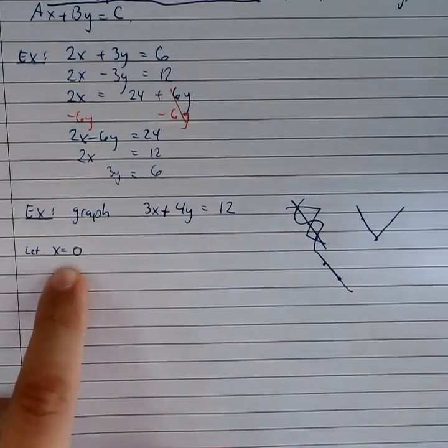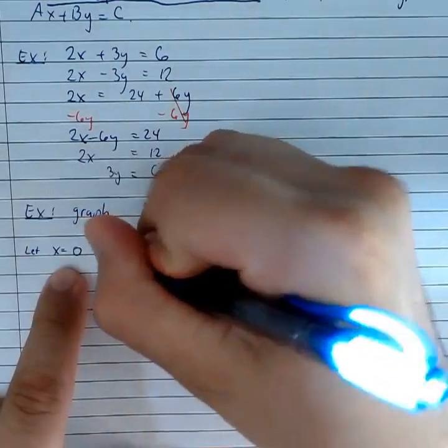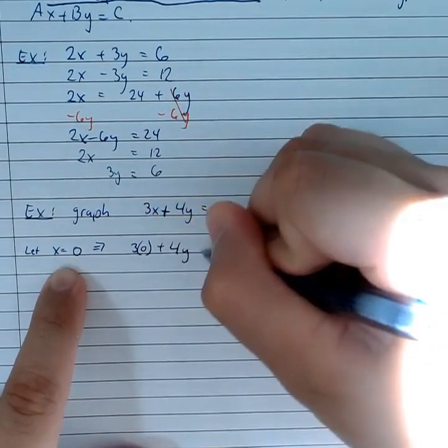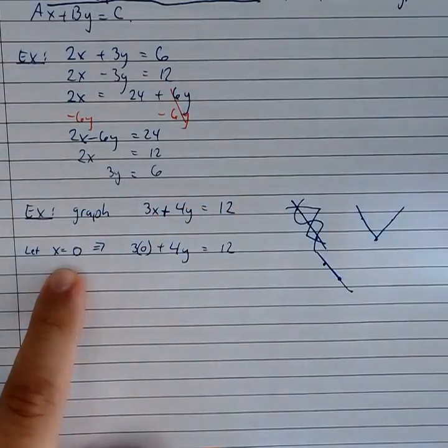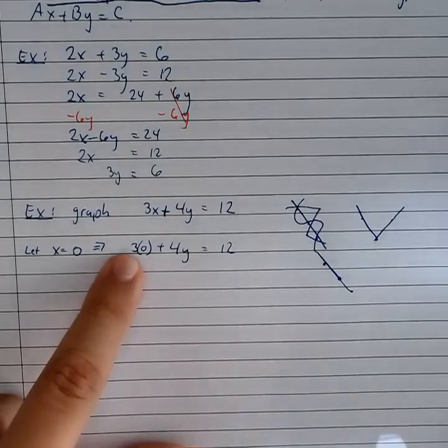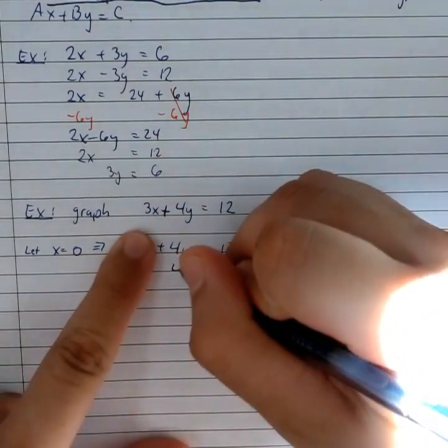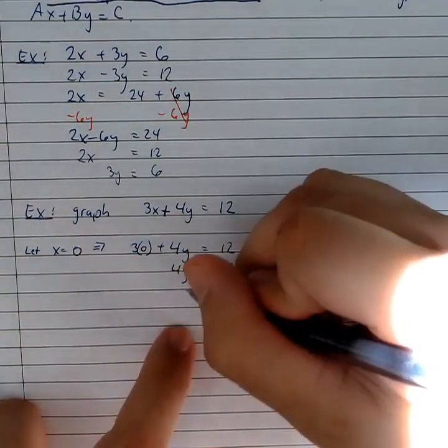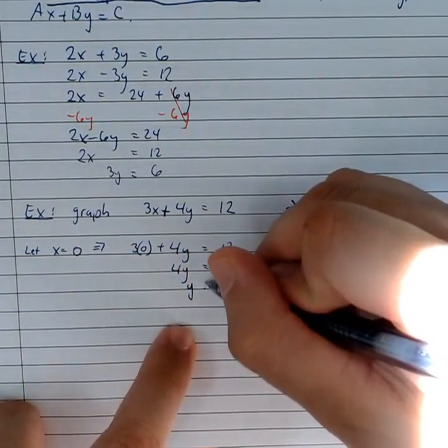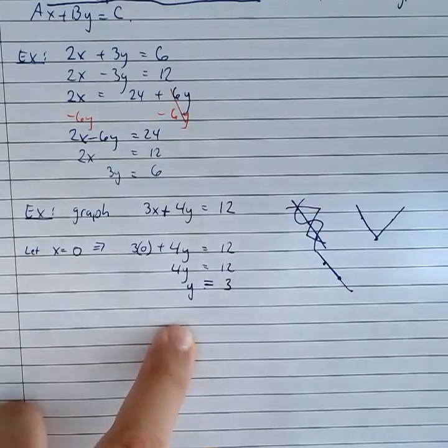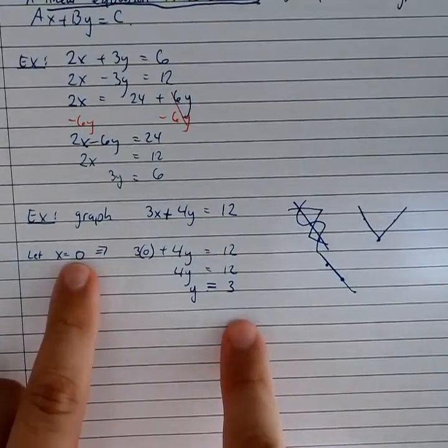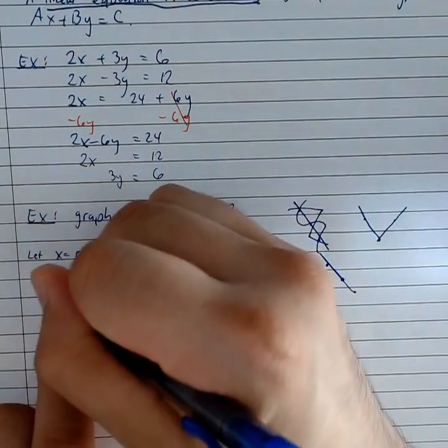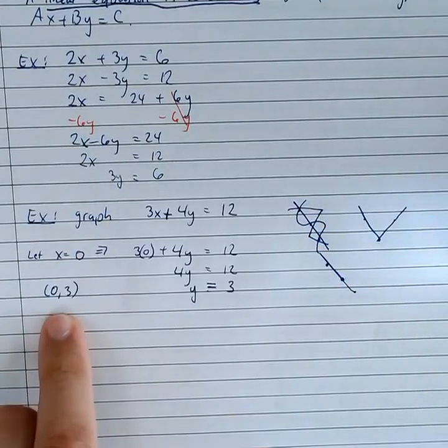So here, let's let x equal to 0, which means that our equation is 3 times 0 plus 4y equals to 12. 3 times 0 is 0, so it can safely be ignored. This is now just 4y equals to 12. And if I divide both sides by 4, 12 divided by 4 will give me 3. And there we go. We have a solution. If x is equal to 0, y is equal to 3. In fact, I can even write that as an ordered pair, 0, 3.